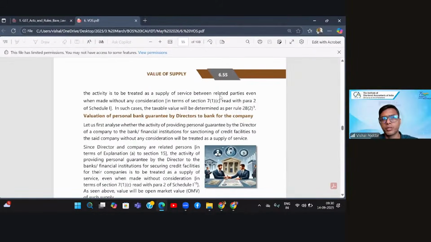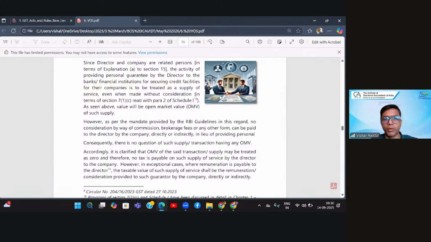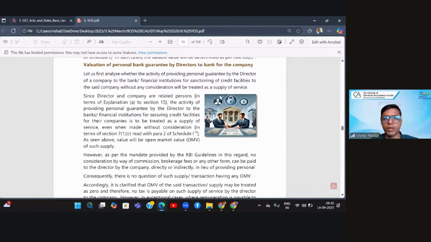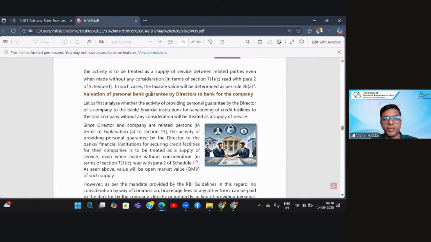So this is the point that we just discussed above relating to corporate guarantee. Now here there is this interesting part relating to RBI guidelines. So please read this part, valuation of personal guarantee by directors. Valuation of personal bank guarantee by directors to bank for the company.